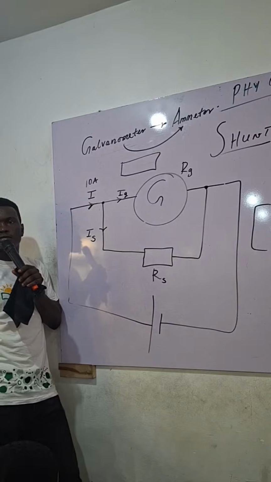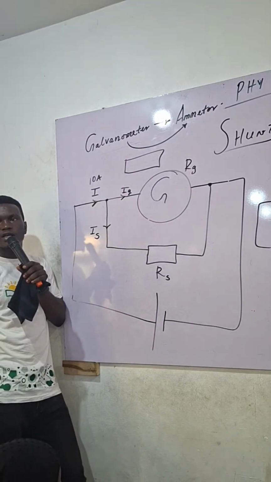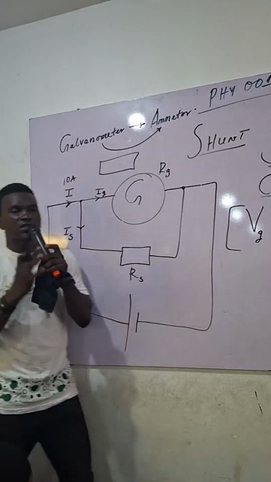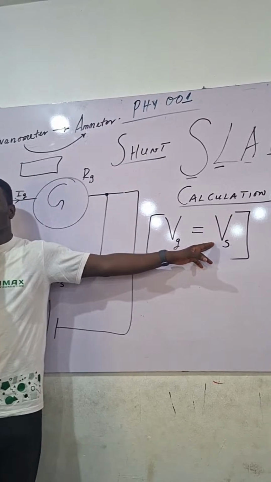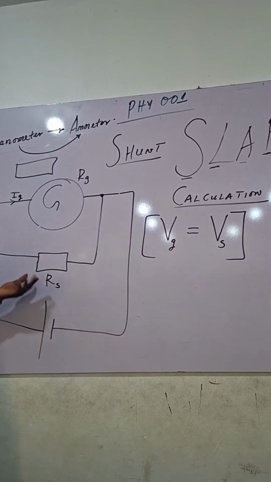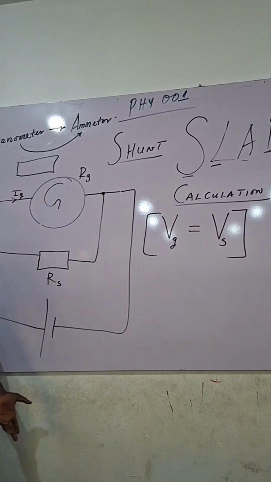Are you lost? Oh yeah, let's do it. Do you understand this? Why did I say VG is equal to VS? Because the resistor and the galvanometer are connected in parallel. Do you agree to that?